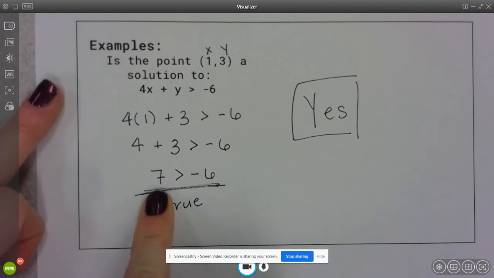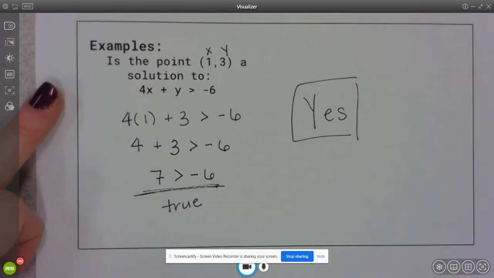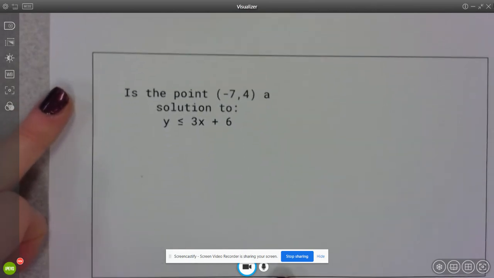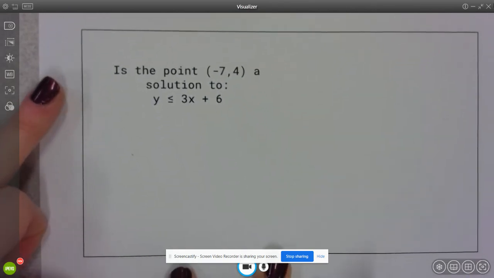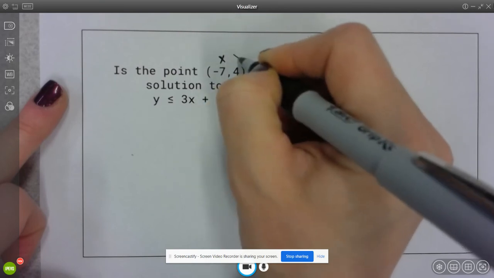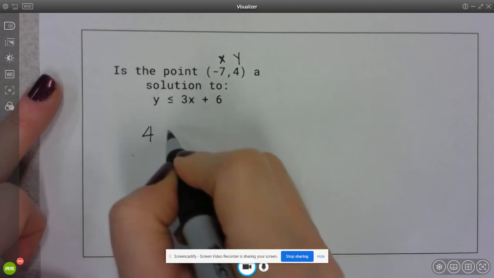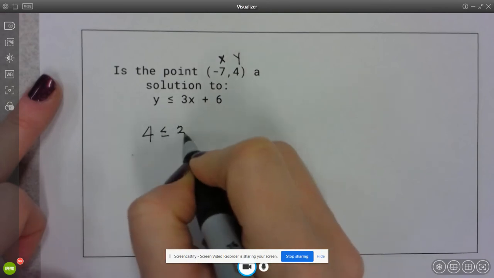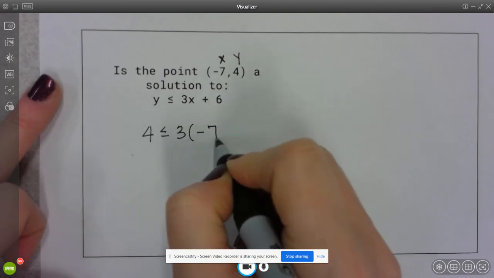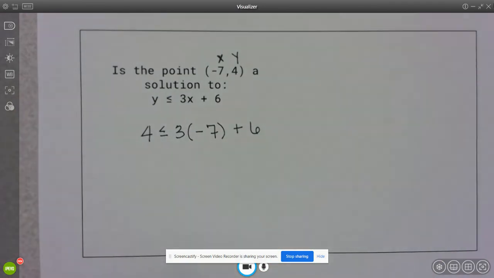If this said that 7 was less than negative 6, this would be false, and I would say no. So here's another example. So I'm going to put negative 7 in for x, and I'm going to put 4 in for y. So 4 being less than or equal to 3 times negative 7 plus 6.